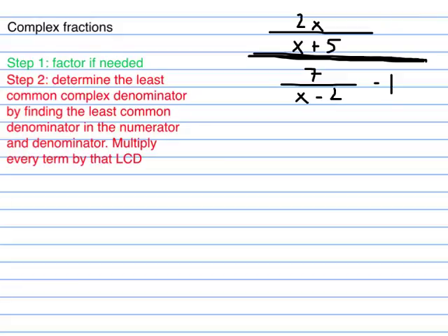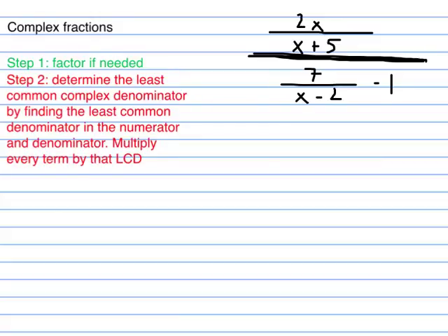Alright, so the first thing you want to do is factor if you need to. In this case we don't. And then the second thing is to determine the least common complex denominator. And you do that by finding the complex part, the denominator in the numerator, and the denominator in the denominator. And you're going to multiply every term by that least common complex denominator.